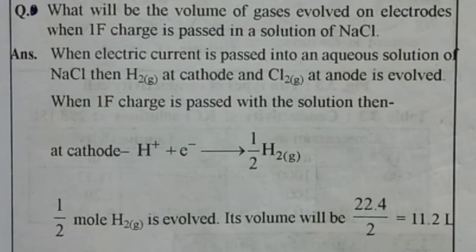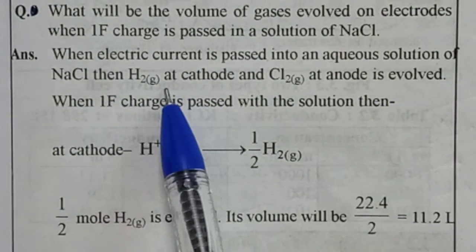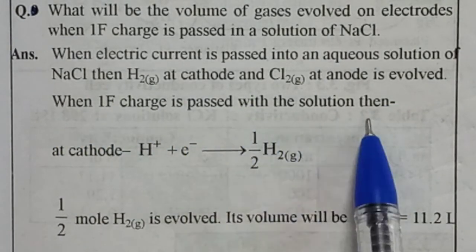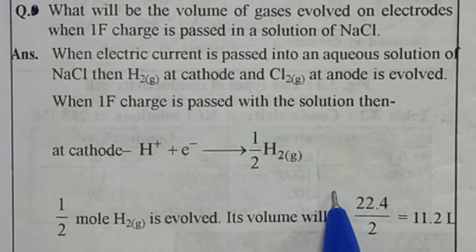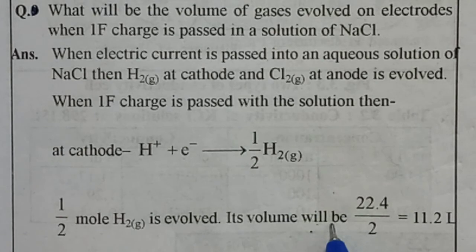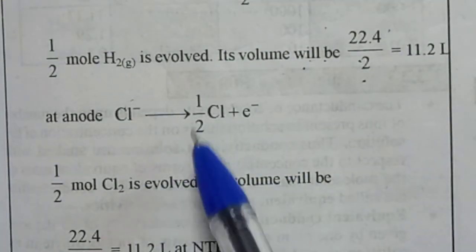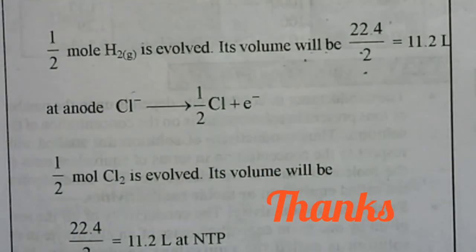Clear? See, when electric current is passed into an aqueous solution of NaCl, then H2 gas at the cathode and Cl2 gas at the anode are evolved when 1 Faraday charge is passed through the solution. Then H+ + e- is equal to half H2. Half mole is evolved, in volume 22.4/2, meaning 11.2 liters. Half mole of Cl2 is evolved, so Cl2 and H2 are obtained in the same amount, that is 11.2 liters at NTP or STP.